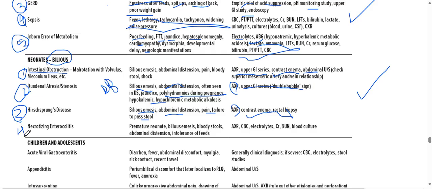Number 4 thing is necrotizing enterocolitis, which especially happens in premature neonates. Bilious vomiting will be there, blood in the stool, abdominal distension, and the baby cannot tolerate feeds. So again we have to do abdominal X-ray. We have to check CBC, electrolytes, urea, creatinine, and blood culture.